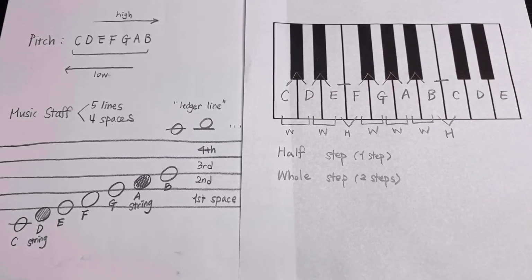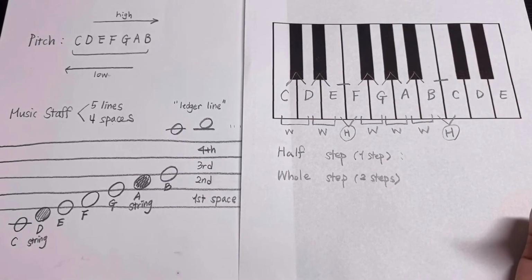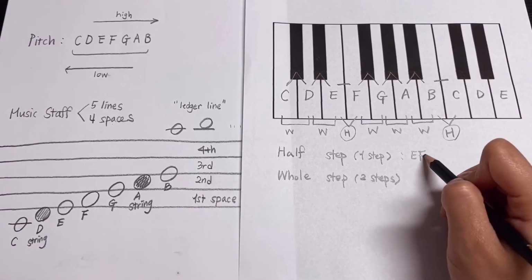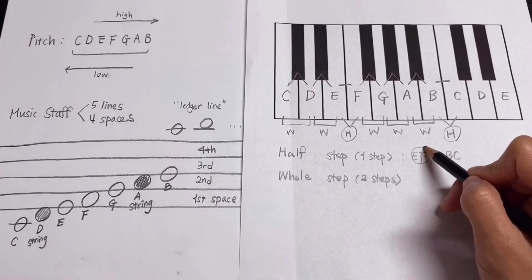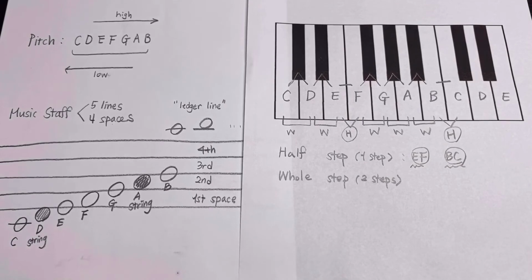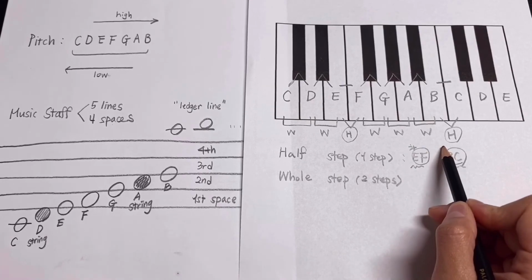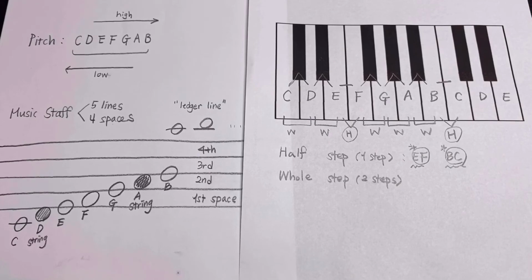Now I want you to memorize all the distances between the notes. I will tell you an easy way to memorize this. Just memorize half steps. Which ones are half steps? EF and BC. These two groups are half step. So memorize half steps, and if it's not EF or BC, it must be whole step. One more time, memorize what? Half step is one step, whole step is two steps. And EF, BC are half step.